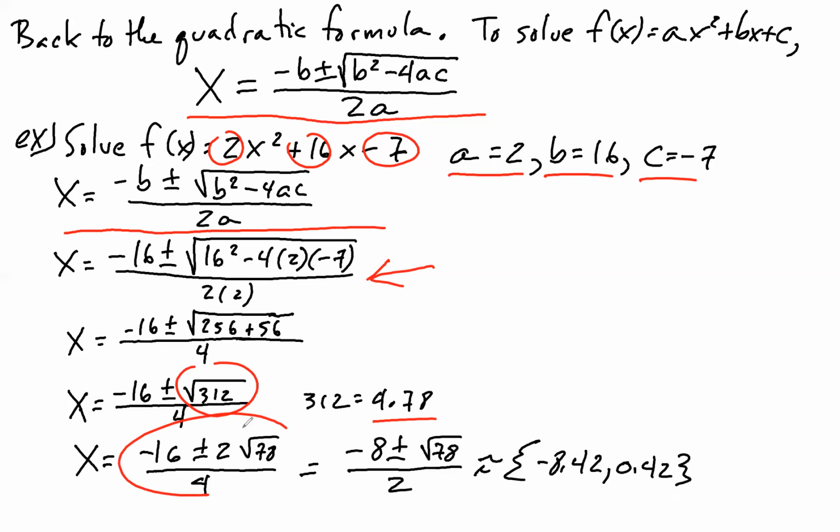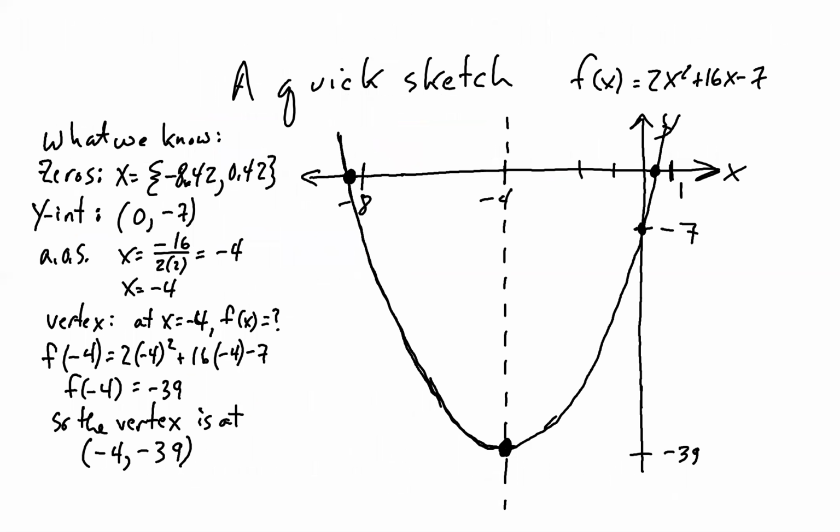We're right here, we simplify, and that should look pretty familiar because it's exactly what we got when we were completing the square. A quick little sketch of this is easy now that we know the zeros. We know that we have a 0 when x is minus 8.42 and positive 0.42. There's my minus 8.42, and there's my positive 0.42. My y-intercept, when x is 0: here's my function, when x is 0, y is negative 7.